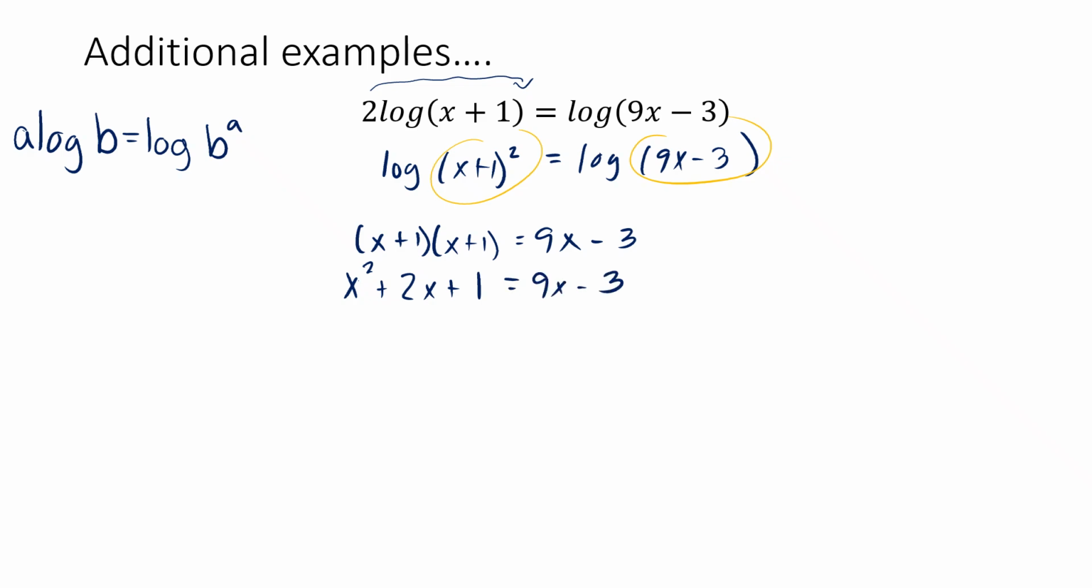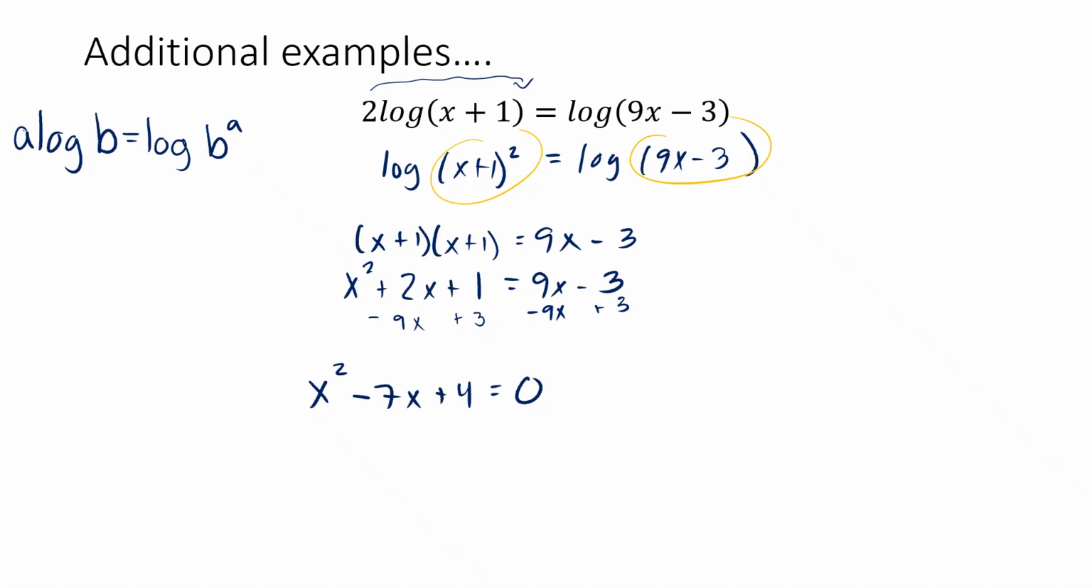This brings us to a quadratic. So we need to get a 0 on one side. I'm going to do that by subtracting 9x and adding 3. And so that's going to give me x squared minus 7x plus 4 is equal to 0. And that is not factorable.